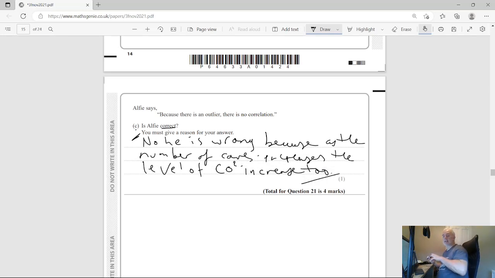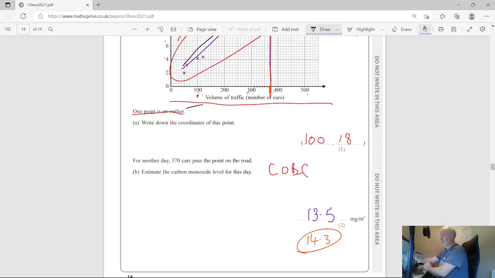Okay, so you're looking to say something along the lines of, as one increases, the other one increases. If it was a negative correlation, as one increases, the other one decreases. Okay, so you're looking to put in words a validation, tell them what's happening in that actual graph. As the volume of traffic increases, the carbon dioxide increases, and that's what we're looking for.